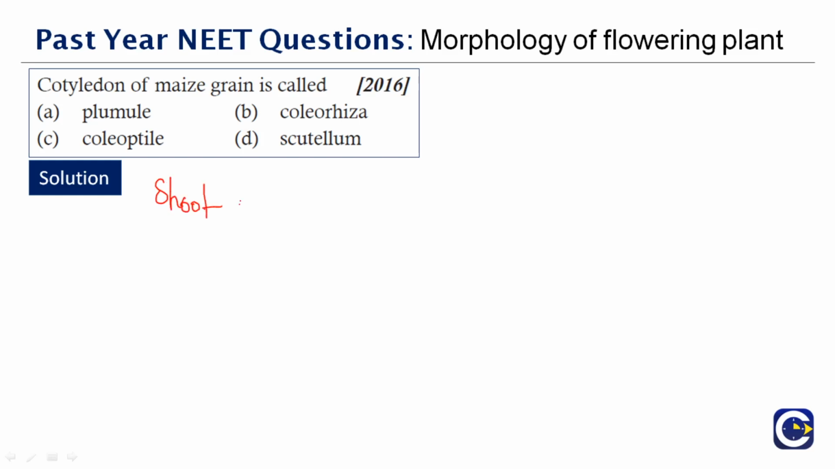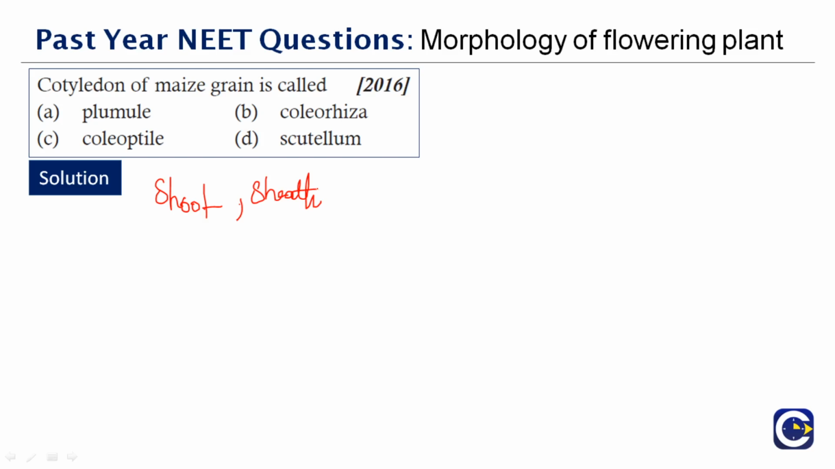Okay, the next term that you have is option B, which is coleorhiza. So coleorhiza is a sheath that protects the root of a germinating grass or a cereal grain. Okay, so that is also not the answer. Next option is a coleoptile. What is it? Coleoptile. That is a sheath protecting the young shoot tip of a grass or a cereal.